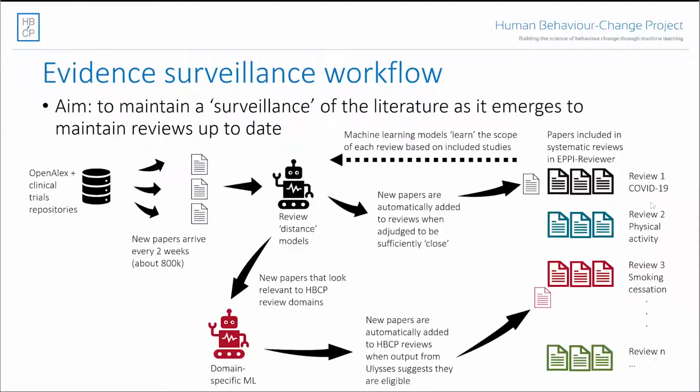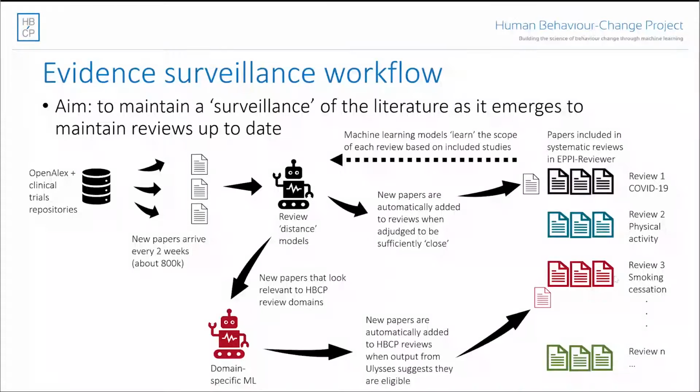So on the right-hand side here, we've got a review on COVID-19 evidence surveillance. We've got a review now on physical activity, which was the second topic that we've looked at in the Human Behaviour Change project, and a review on smoking cessation. And we've got lots of other reviews. There are about 60 to 70 reviews currently in the system, which are now using this evidence surveillance technique.